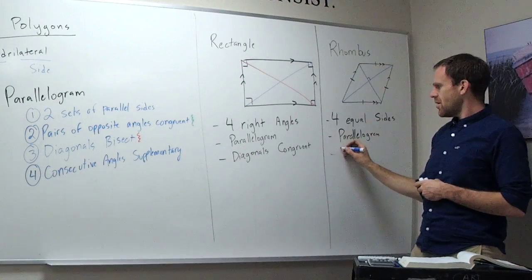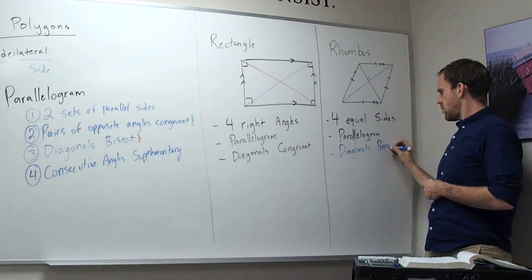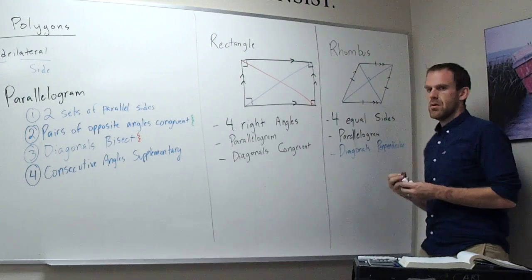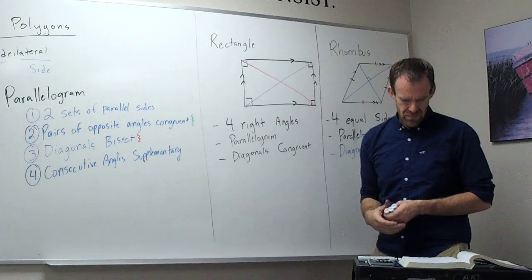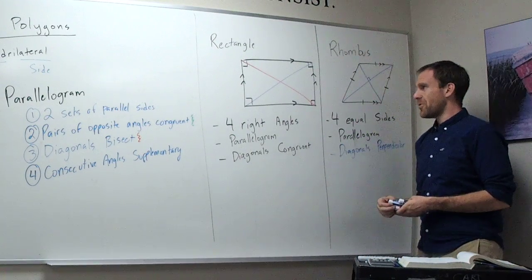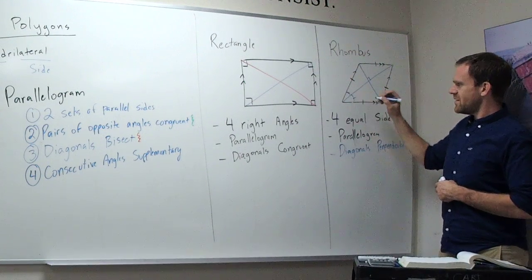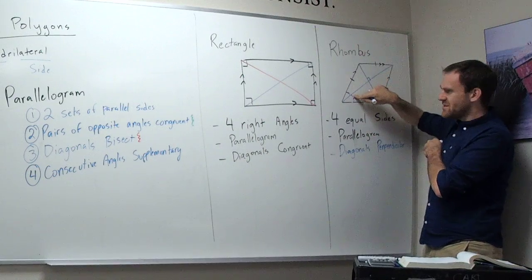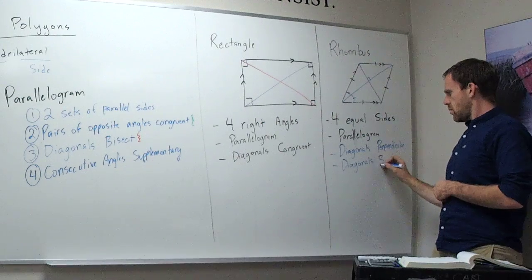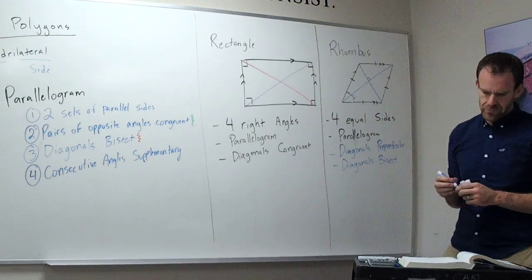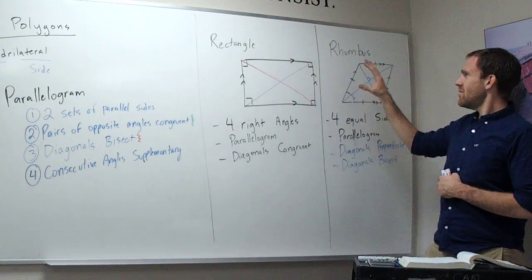The diagonals are perpendicular. That means that these two lines are perpendicular to each other. And another cool property about rhombuses are that the diagonals bisect the angles perfectly. So this angle on top is the same as this angle on the bottom. So that is a parallelogram, a rectangle, and a rhombus.